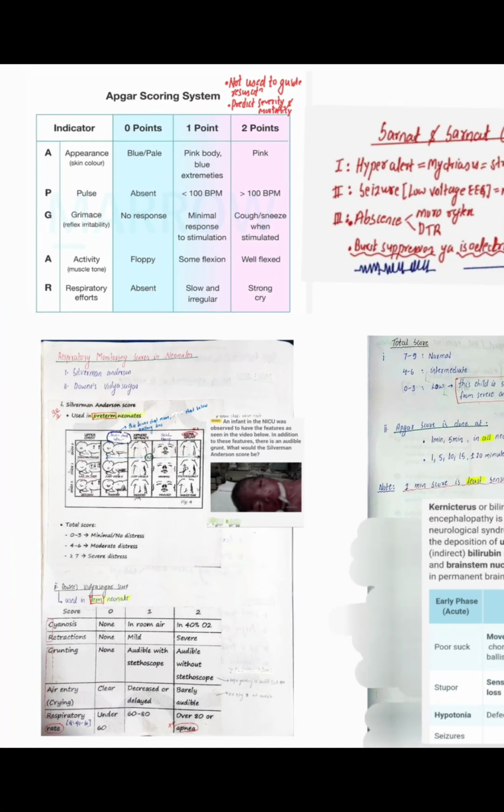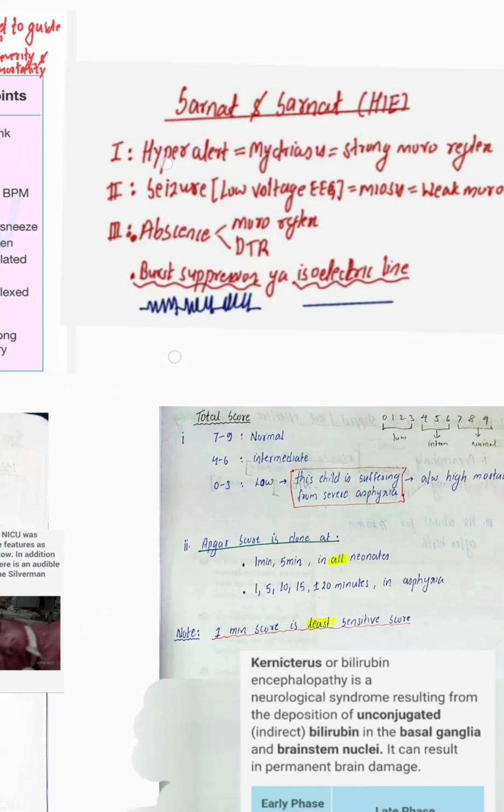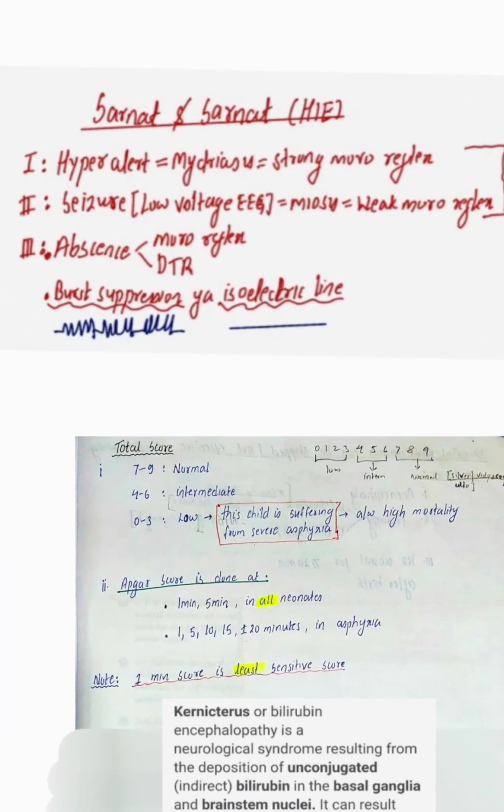In all the scoring systems, we give values of 0, 1 and 2, never starting with 1. Whether Apgar, Silverman or Downey Vidyasagar, the value always begins from 0, then 1 and 2. But staging, for example Sarnat and Sarnat staging, and all the staging such as necrotizing enterocolitis, Bell staging, they all begin from stage 1, 2, 3.